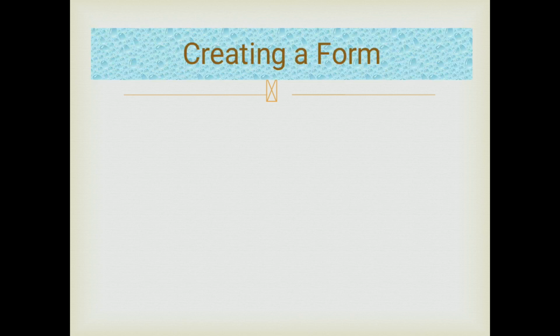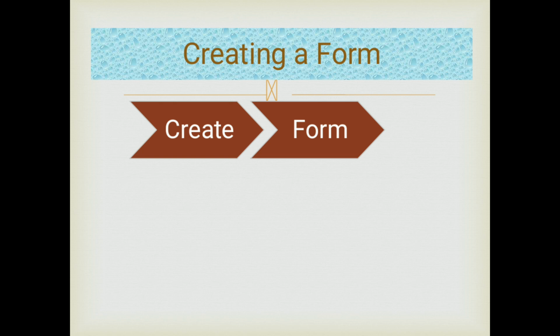Now, next, how to create a form. To create a form, select the table for which you want to create the form and follow the given steps. First, click the Create tab on the ribbon. Step 2. Click Form from the Forms group. Access creates a form and places all the fields of the selected table on the form. Use the navigation pane to move through the records of the form.